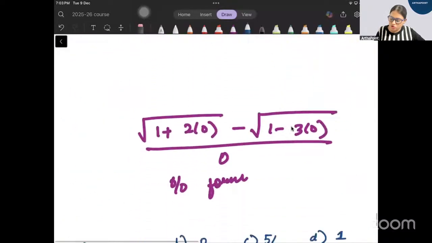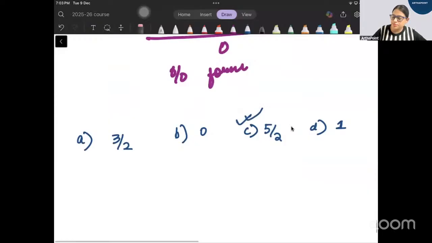where did the options go? C, 5 by 2. अब या तो आप rationalization से कर लो, or you go ahead and solve by the other method, which is your L'Hopital rule. I am fine with both.